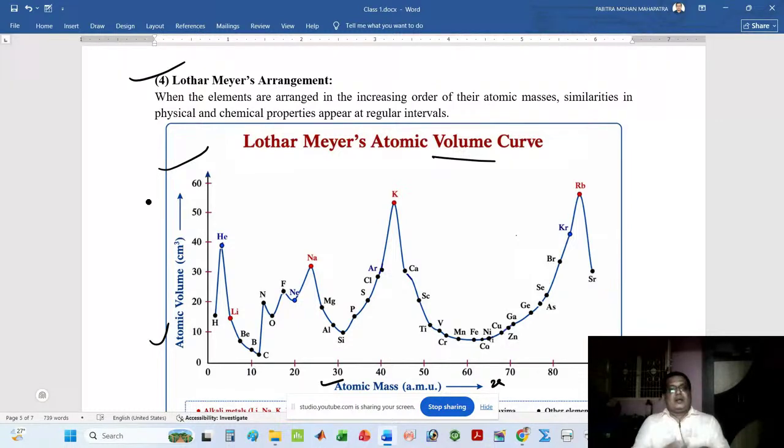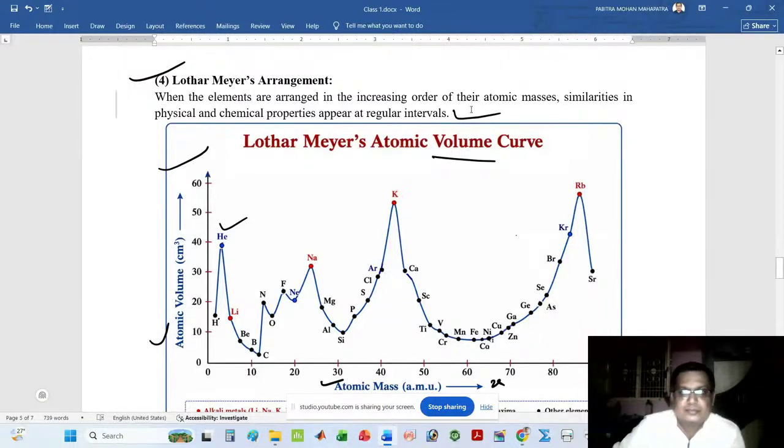This is the curve. When the elements are arranged in the increasing order of their atomic mass, similar physical and chemical properties appear at regular intervals. Look at that. When we go from hydrogen to helium, the atomic volume increases. Again, the atomic volume decreases: lithium, beryllium, boron, next carbon, like this. Again it increases: nitrogen, oxygen. This is the graph.